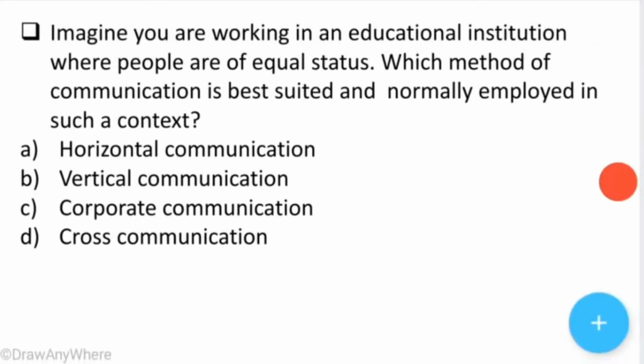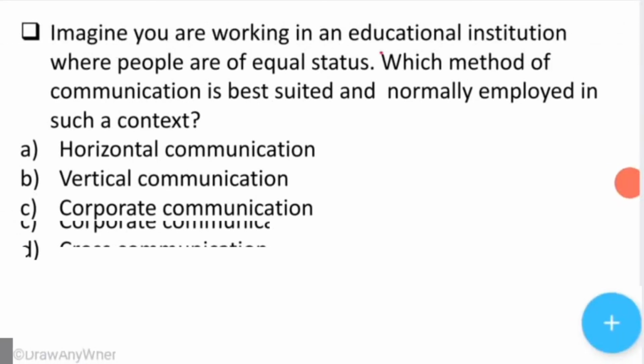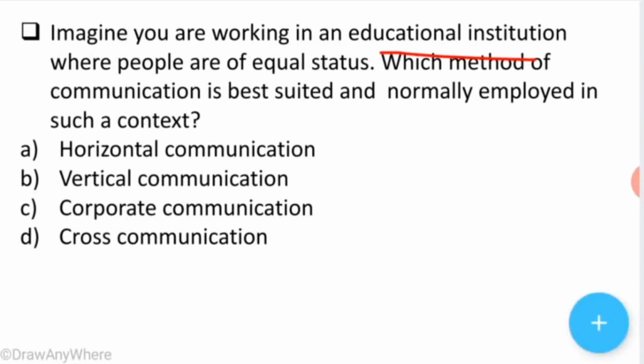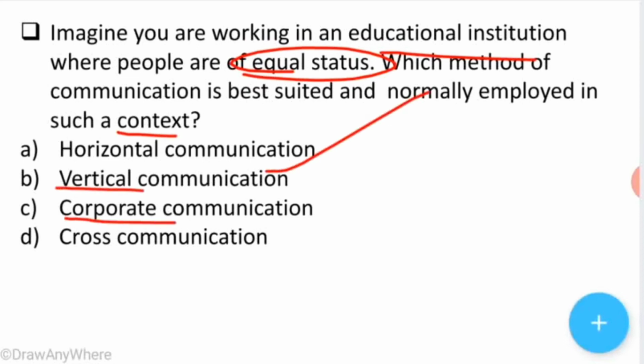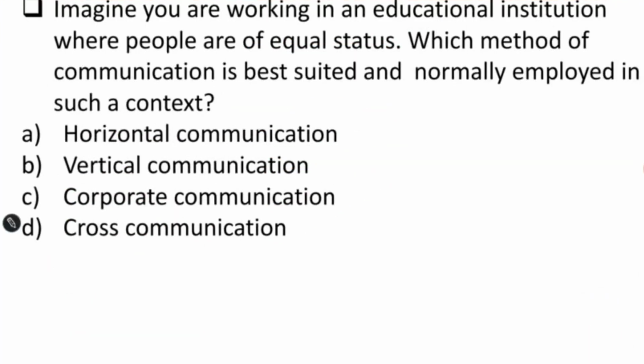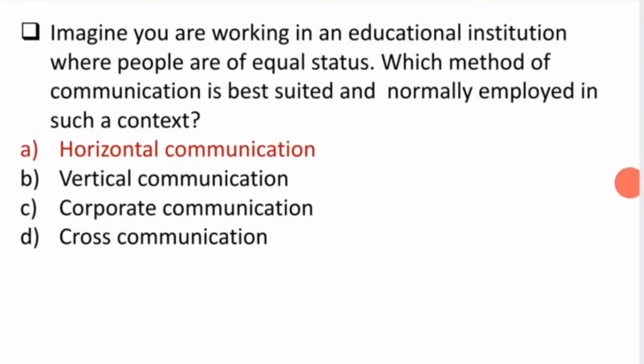Then next question. Imagine you are working in an educational institution where people are of equal status. Which method of communication is best suited and normally employed in such a context? Option A, horizontal communication; option B, vertical; then corporate communication; then cross communication. Here, in an educational institution where people are of equal status, option A is the correct answer, horizontal communication.